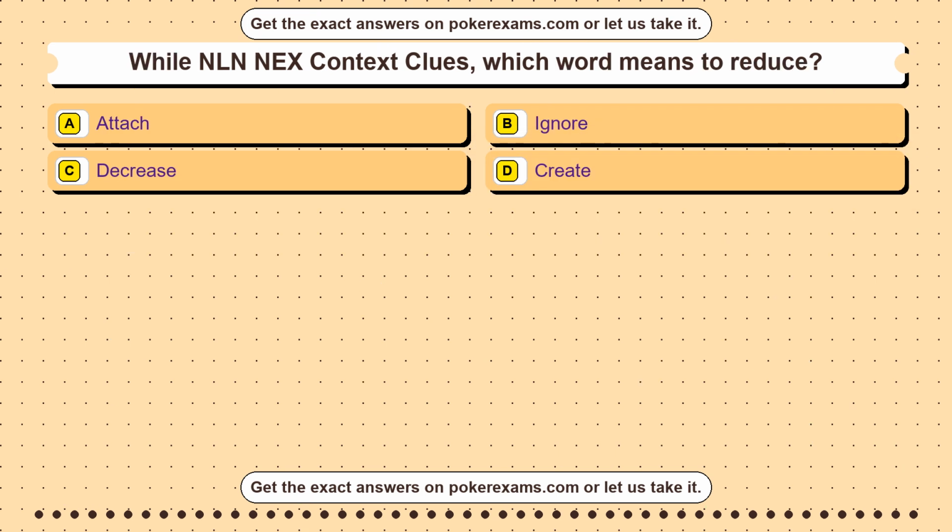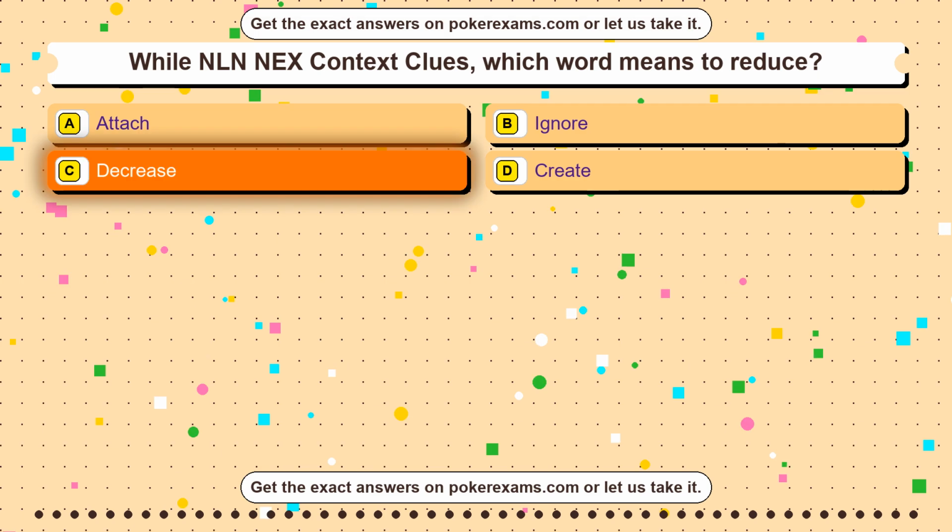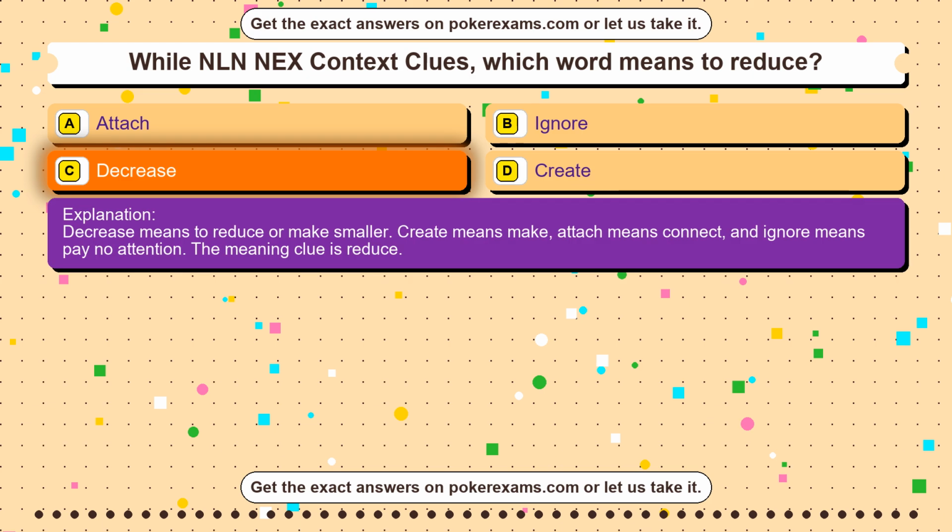Question 7. While NLN NEX Context Clues, which word means to reduce? Option A, attach. Option B, ignore. Option C, decrease. Option D, create. The correct answer is option C. Decrease. Decrease means to reduce or make smaller. Create means make, attach means connect, and ignore means pay no attention. The meaning clue is reduce.